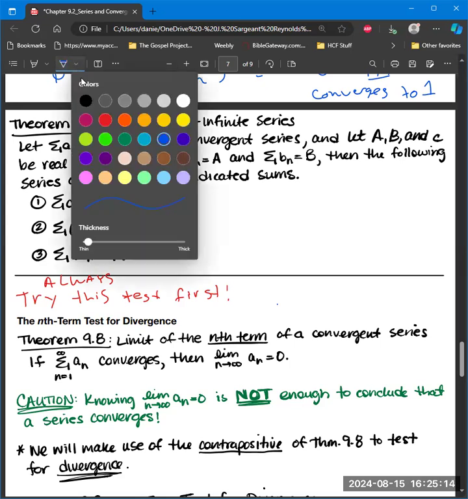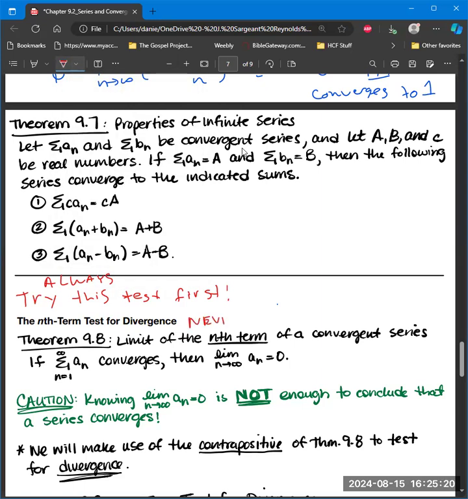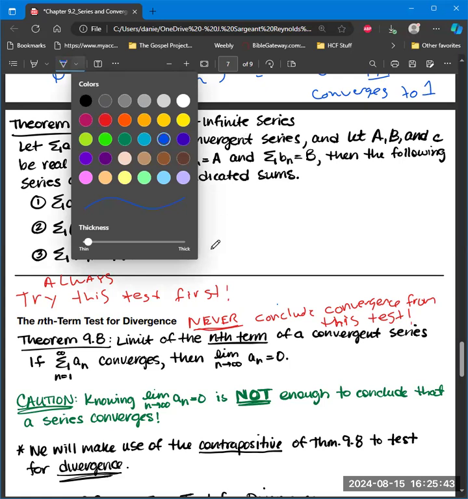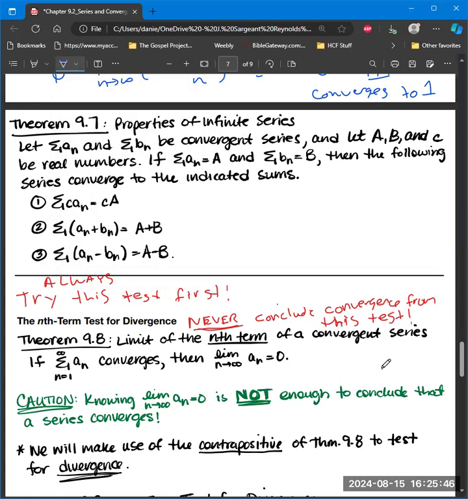And again, never, ever, ever conclude convergence from this test. Only ever divergence. All right, I think I've said that a couple times now. Hope that that's enough times. Maybe I'll say it again later so you get it in your head that this is the nth term test for divergence, right?